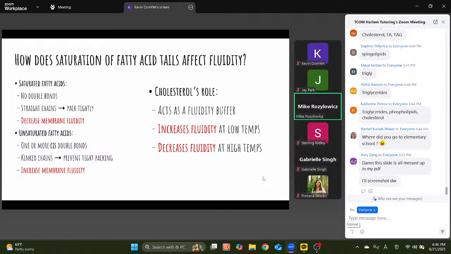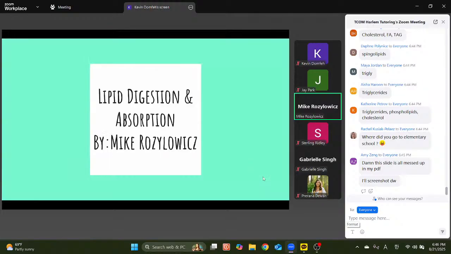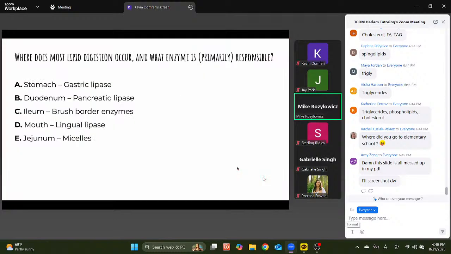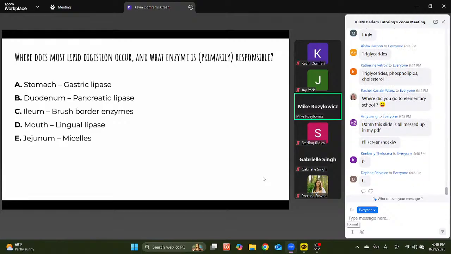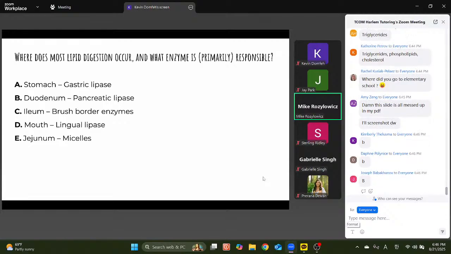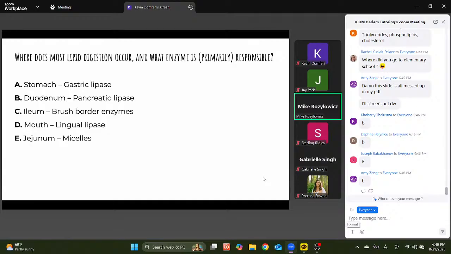All right, guys, that was a quick primer on lipids. I've got two questions on lipid digestion and absorption. We're going to go through the CVs real quick and get you guys out of here. All right. So, first question, where does most lipid digestion occur and what enzyme is primarily responsible? All right, yeah, you guys are getting this one.